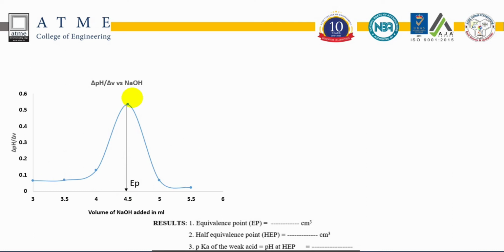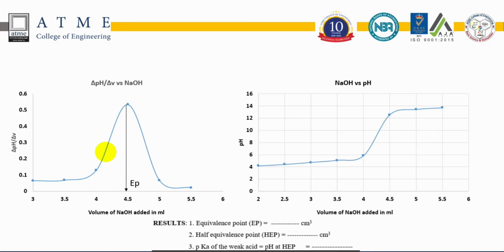Now, with the help of this equivalence point, plot another graph of pH versus volume. This is the equivalence point. 4.5 is the equivalence point. With the help of the equivalence point, you find the half equivalence point, as already explained with the Henderson equation. Right? For 4.5 you get 2.25 somewhere here. So the half equivalence point is 2.25.